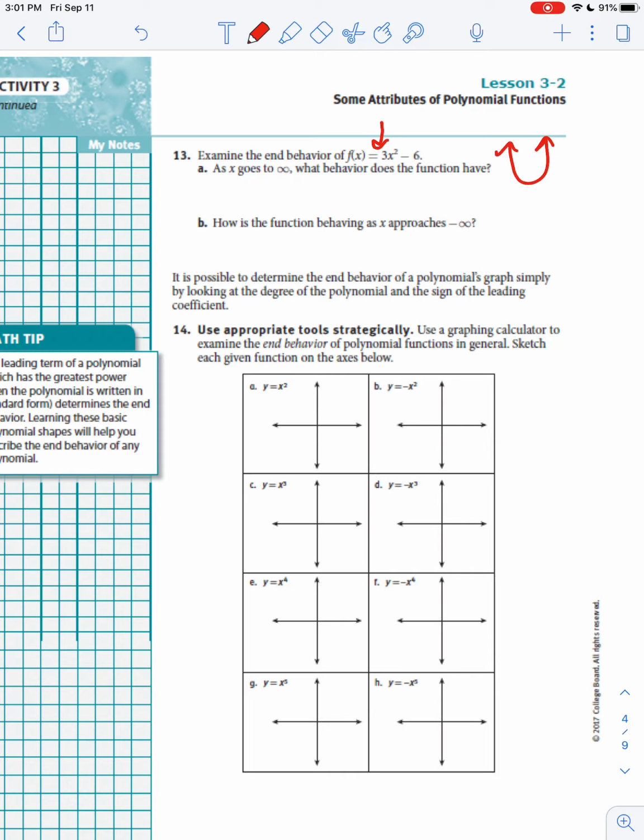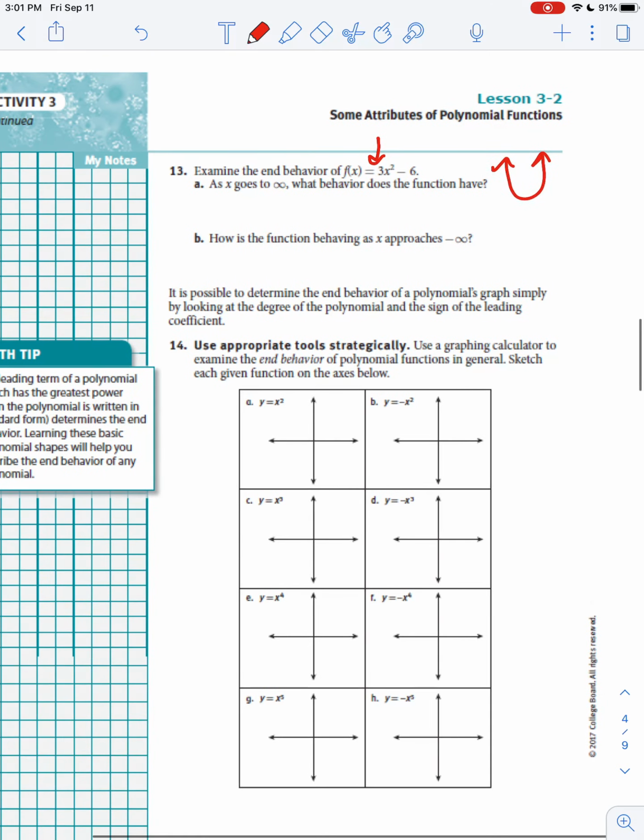So I just know about the general shape of a quadratic, and therefore I should be able to know its end behavior. Quadratics' end behavior is going to look a little different than what we just saw with those cubics. So as x goes to infinity, y is going to infinity. And as x goes to negative infinity, so that's the other direction, guess what? y is still going to positive infinity. And that's unique to the U shape.